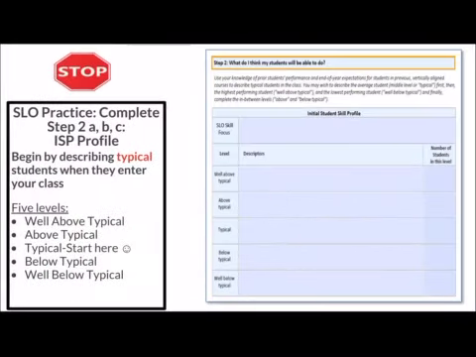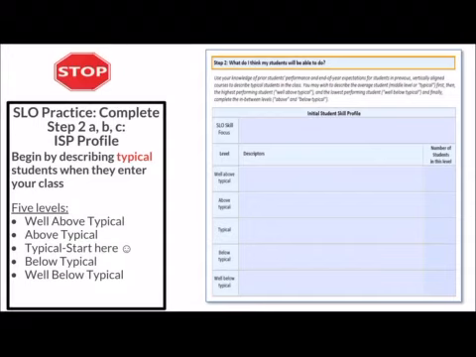So now what we're going to do is stop and look at step 2. This is where you are going to create your initial skill profile for your students. So at the top, you're going to identify the SLO skill focus that you already did in step 1. And then you're going to begin describing what each of these 5 areas look like for your students when they come into your classroom. At this time, also be thinking about how you are going to measure where students are.